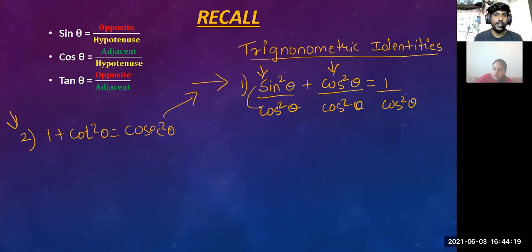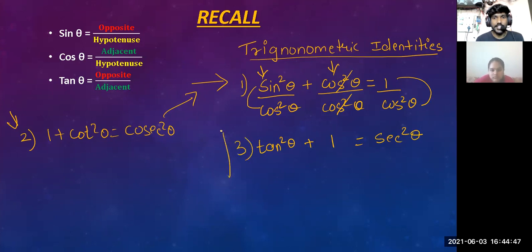Now, what is sine upon cos? We just did that formula. Tan. So this will become tan square theta plus cos cancelled, this is 1. And the reciprocal formula, what is 1 upon cos? So this will become sec square theta. And this is the third identity.